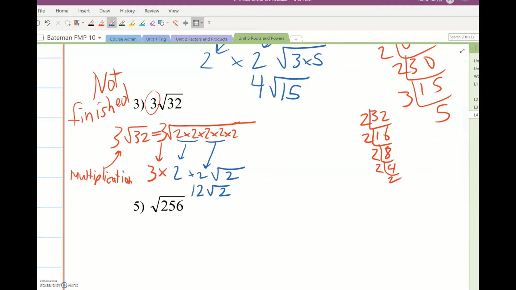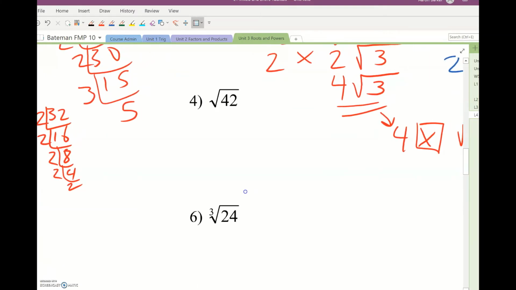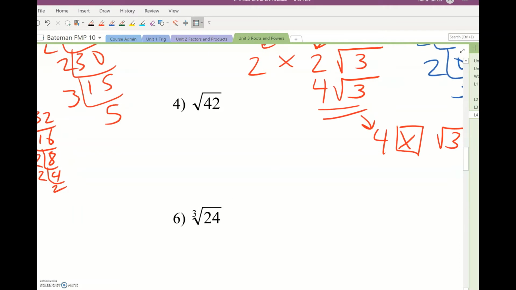Okay, sometimes it might not be simplified all the way and you need to finish the question. All right, here we go. Root 42, do it on your own right now. Press pause and do it. Okay, here we go. 42, I'm going to divide by 2. I have 21, divide by 3, and I get 7.